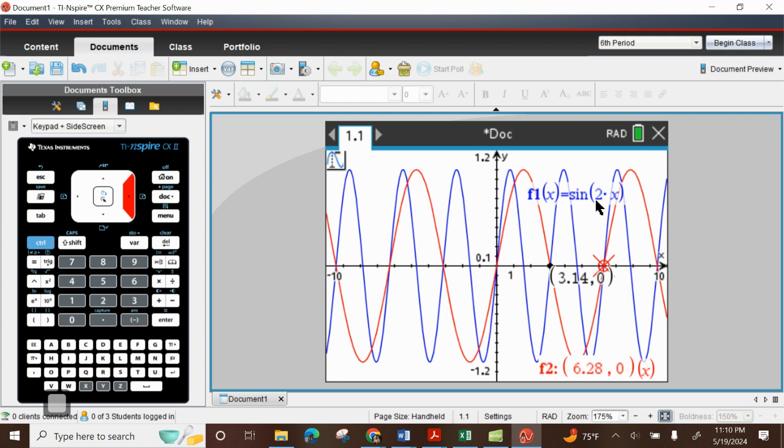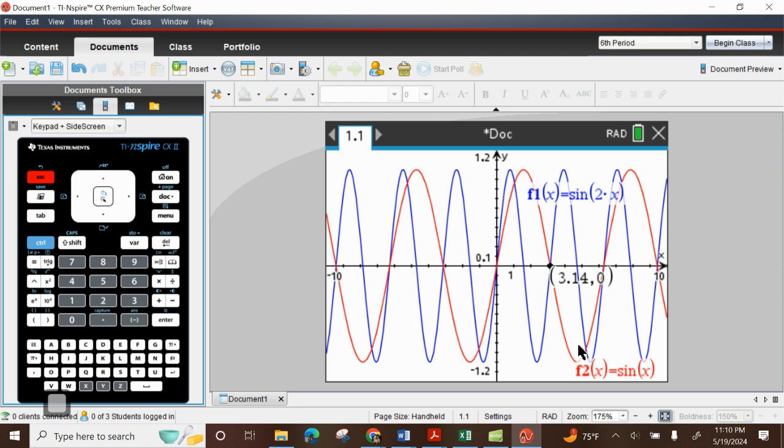And that's how that number affects. We're not going to look at all the shifting left and right today or the up and down. We're just looking at how the period is affected and how the amplitude is affected. Okay, so I'm going to get out of the trace tool and you can see my two functions.